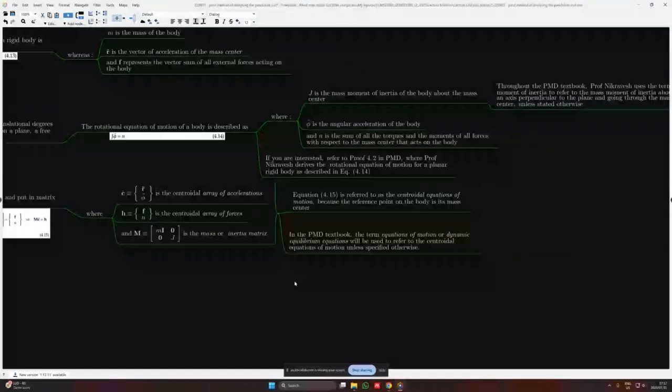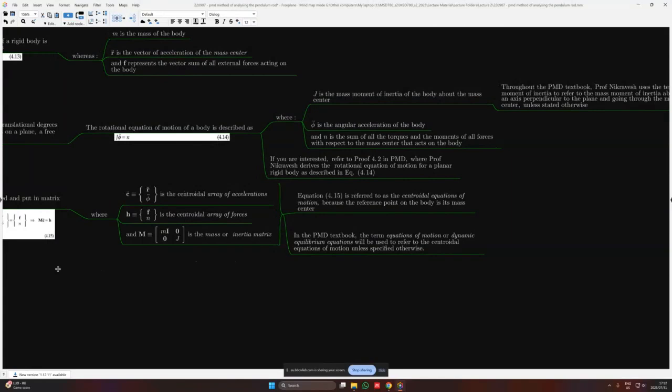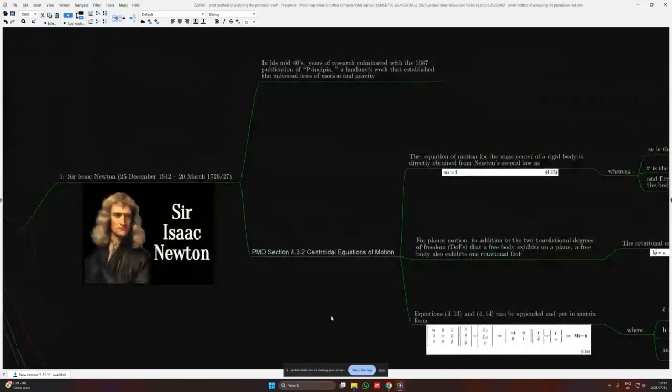Now, equation 4.15 is referred to as the centroidal equation of motion because the reference point on the body is its mass center. In the PMD textbook, the term equations of motion or dynamic equilibrium equations will be used to refer to the centroidal equations of motion unless specified otherwise. It's just a generalization of what we would normally call the centroidal equations of motion. Right, so that's a quick overview of how we're going to apply Newton's second law.